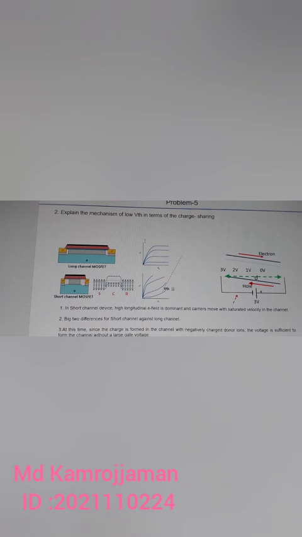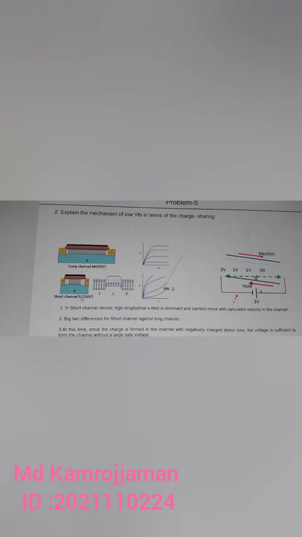So this is question number 2 for problem 5. Explain the mechanism of low threshold voltage in terms of charge sharing. This is short channel MOSFET, long channel MOSFET. In a short channel device, a high longitudinal E field is dominant and carriers move with saturated velocity in the channel. These are two big differences for short channel against long channel.